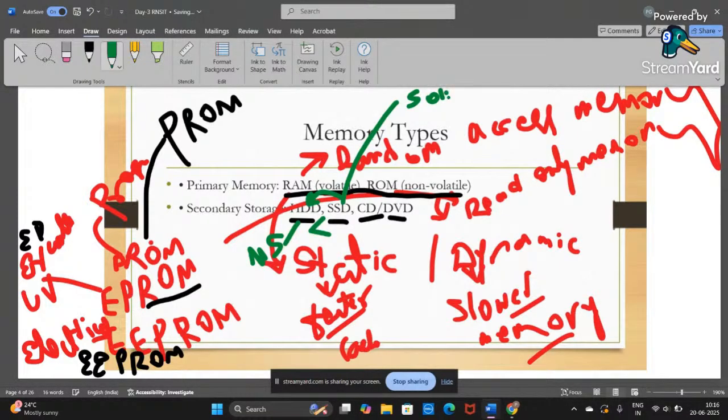Solid state drive. This is a flash based storage. It is faster than HDD and more expensive. It is more expensive compared to HDD and it is faster than HDD. CD and DVD are called optical drives.